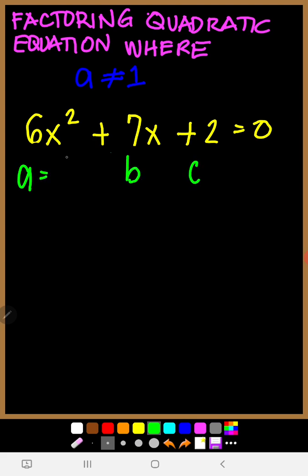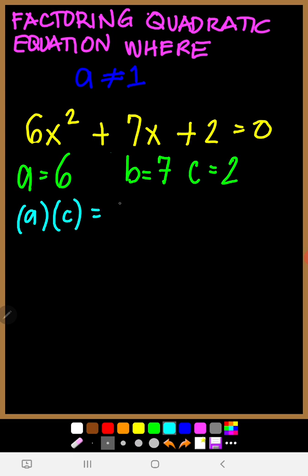Our a in this equation is 6, our b is 7, and our c is equal to 2. Next step, we multiply a times c, which in this case is 6 times 2, which is equal to 12.